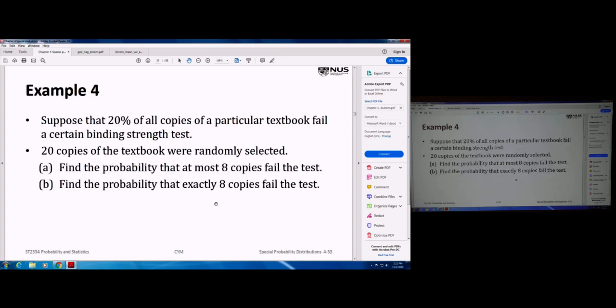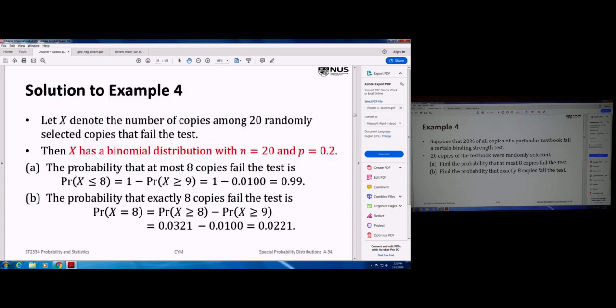Okay, so I think there are 5 examples here, but this is the 4th one. Now we suppose the following, that we have 20% of all copies of a particular textbook fail a certain binding strength test. Okay, so 20 copies of the textbook were randomly chosen. And we're asked the following: well, let's start with the first one. Find the probability that at most 8 copies fail the test. Okay, and we'll talk about B in a moment.